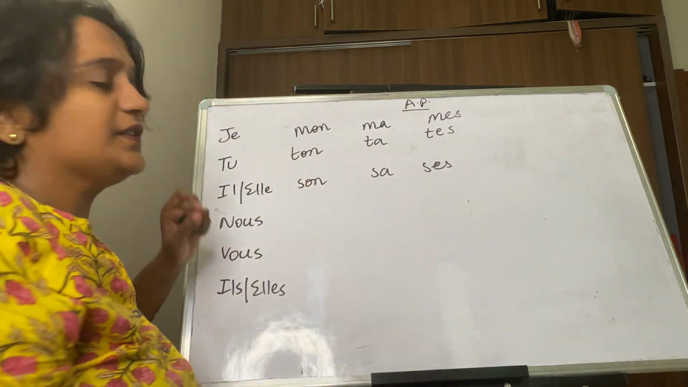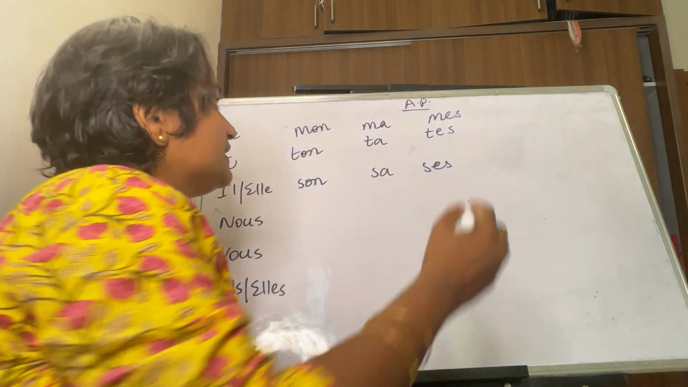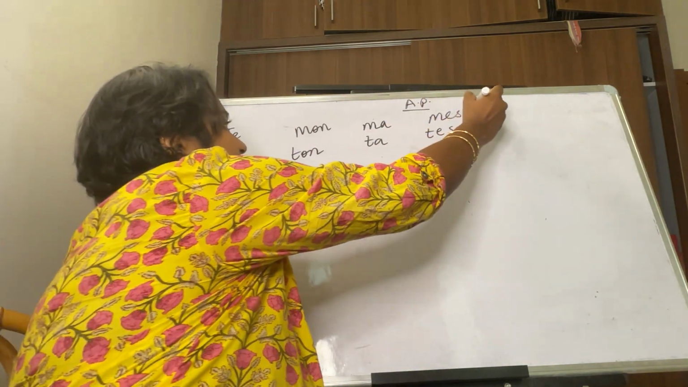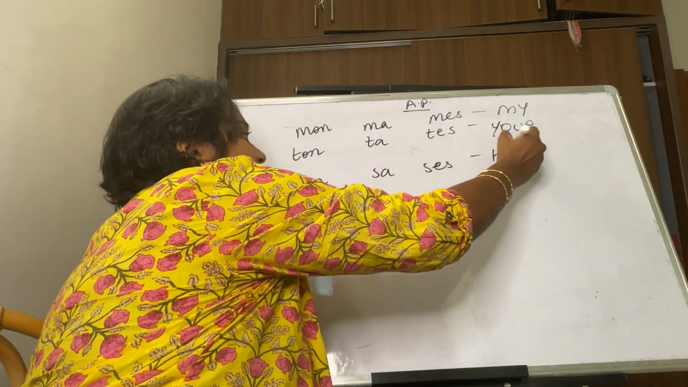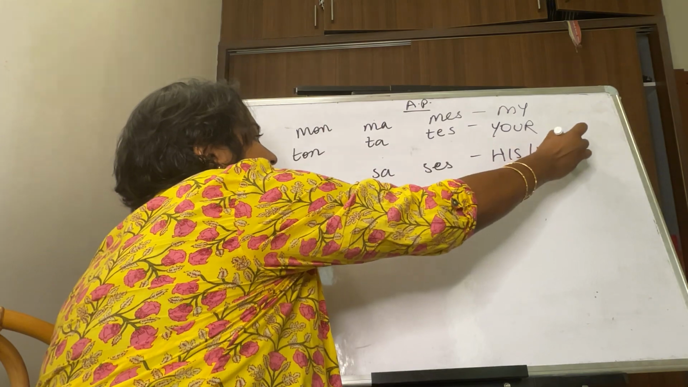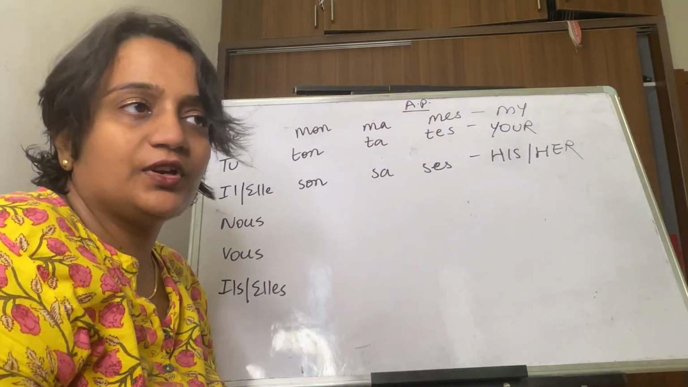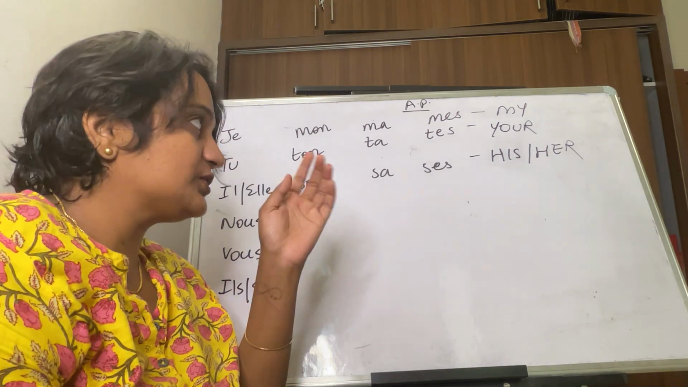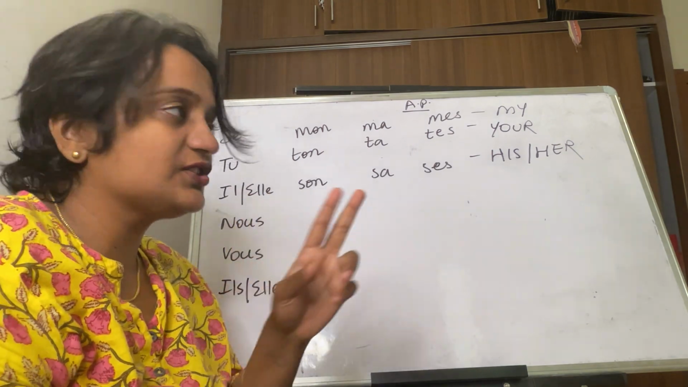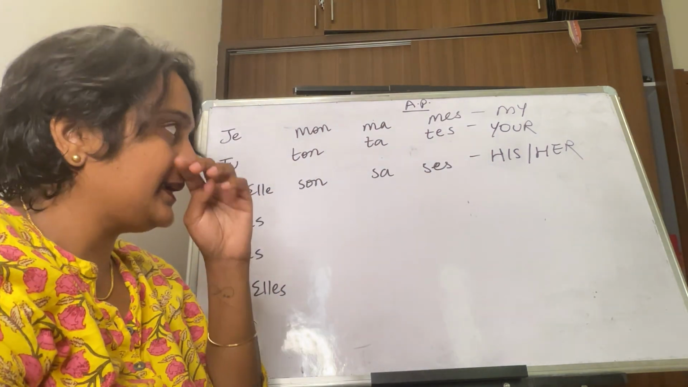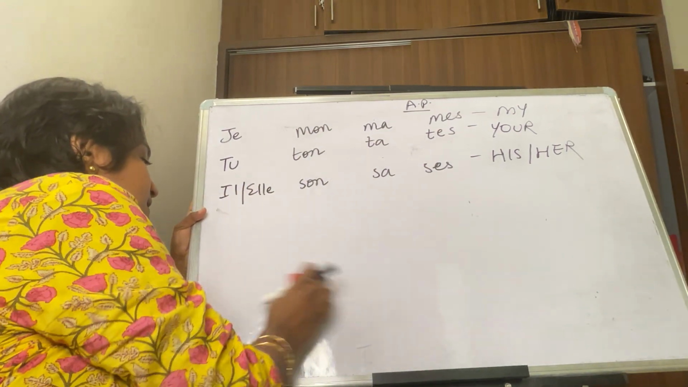Let's look at these first. We have mon, ma, mes, ton, ta, tes, son, sa, ses. Now what is the meaning of all this? This is just three ways of saying my, three ways of saying your, three ways of saying his or her. In English, you have two ways. You'll say look at his book, or look at his foot, or look at his face, and then you'll switch to look at her face. But here in French, you do not have that distinction. You have it as just son, sa, ses, for his and her. We'll look at this first, and then we'll start nous, vous after this.